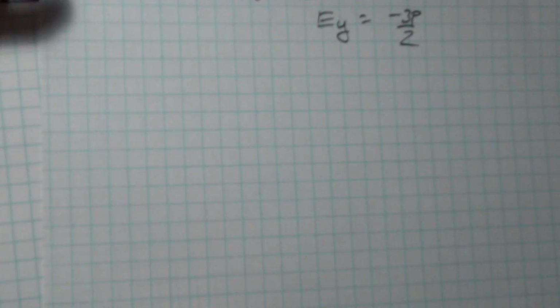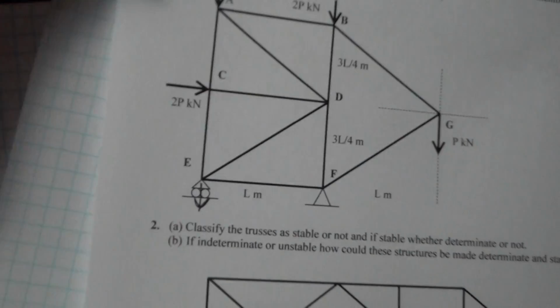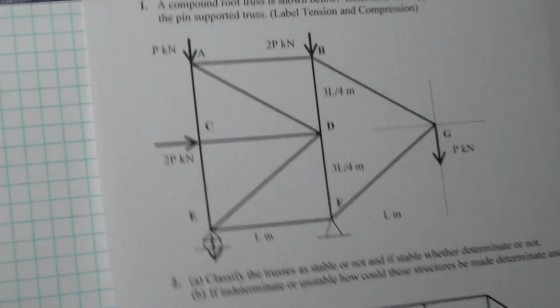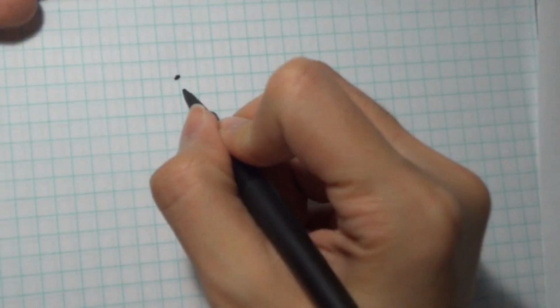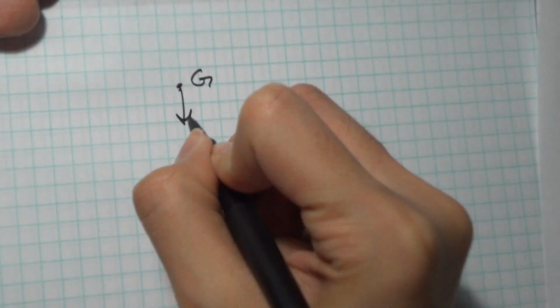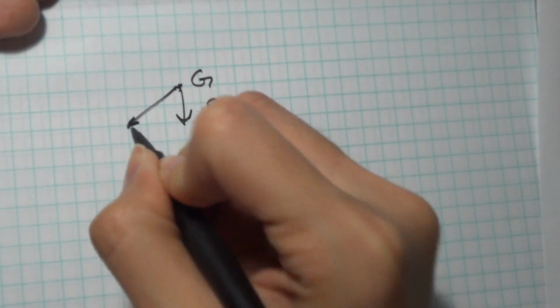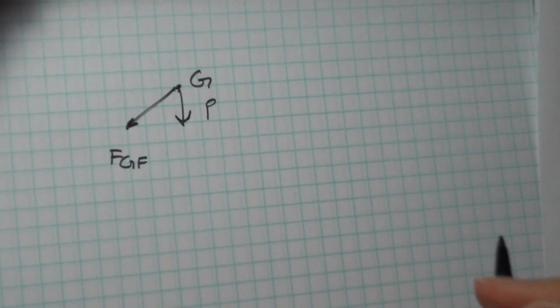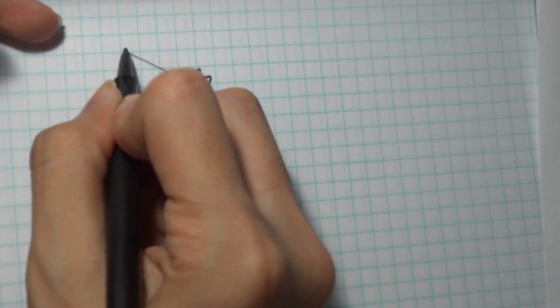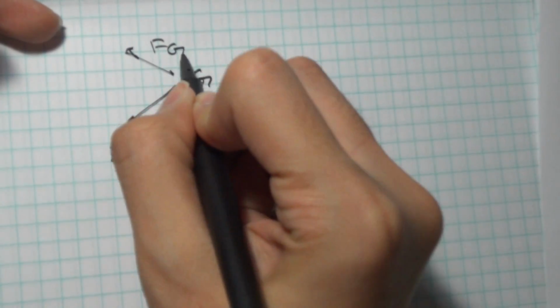For the joints, let's do the joint at G first. I think that one's the most straightforward, and that'll give you a good overview on how to do truss analysis. So if I go back to my truss, this is G. I have some force P going down, and then I have some force here, which I'll call FGF, and I have some force up top, which I'll call FGB.